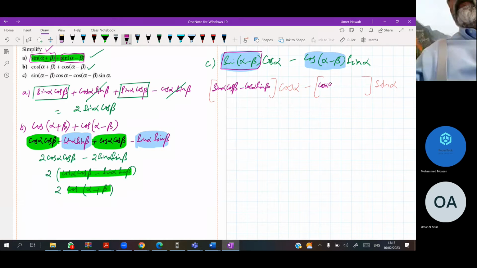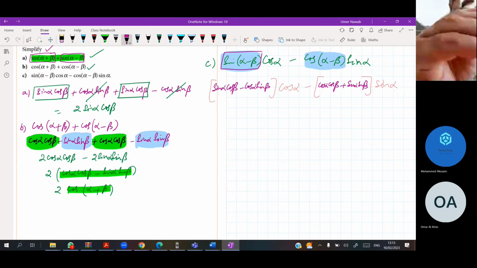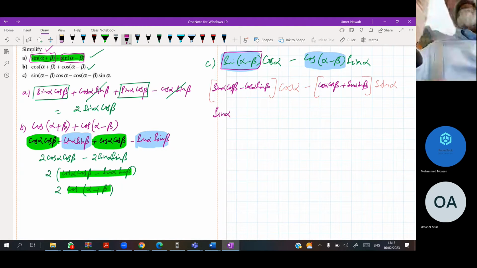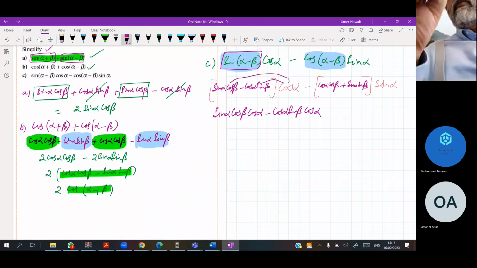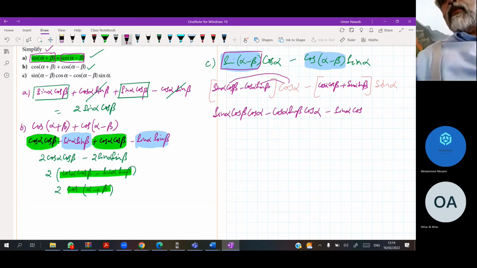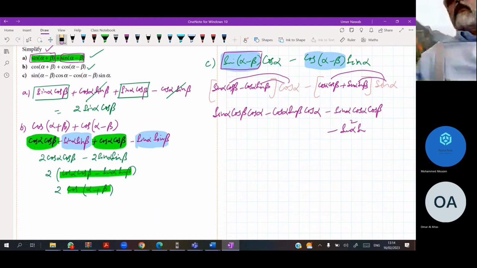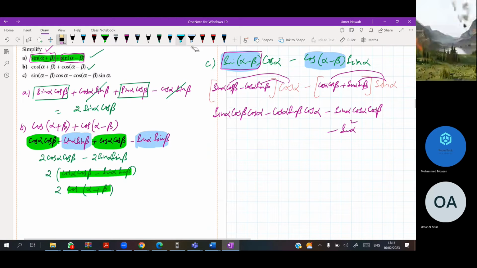And then cosine alpha cosine beta plus sine alpha sine beta. Then open the brackets: sine alpha cosine beta cosine alpha, minus cosine alpha sine beta cosine alpha, because this is multiplying with both of them, minus sine alpha sine alpha cosine beta, and then minus sine alpha sine square of alpha and then sine beta.